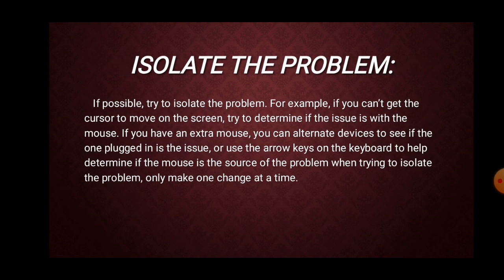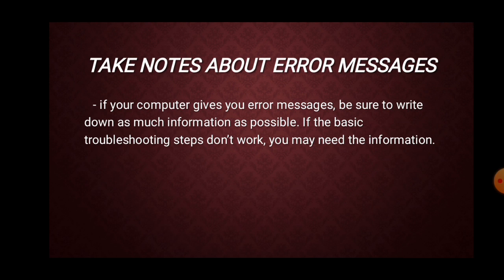Second, isolate the problem. If possible, try to isolate the problem. For example, if you can get the cursor to move on the screen, try to determine if the issue is with the mouse. If you have an extra mouse, you can swap devices to see if the one plugged in is the issue. Or use the arrow keys on the keyboard to help determine if the mouse is the source of your problem. When trying to isolate the problem, only make one change at a time.